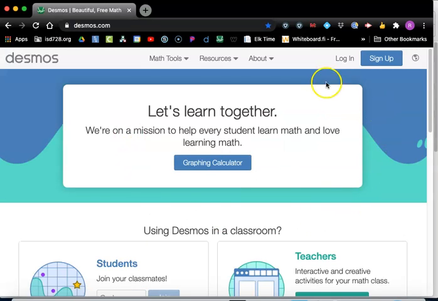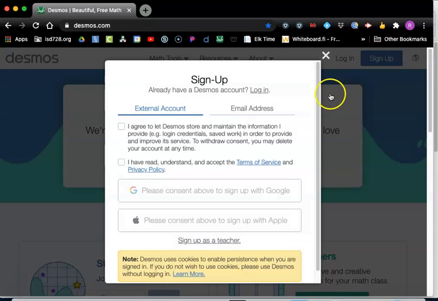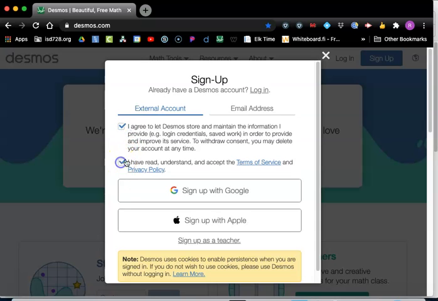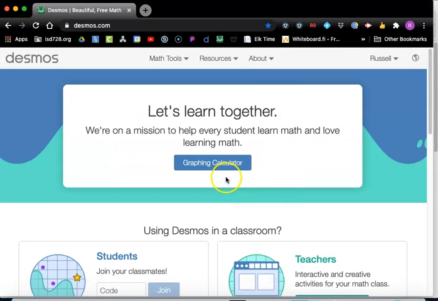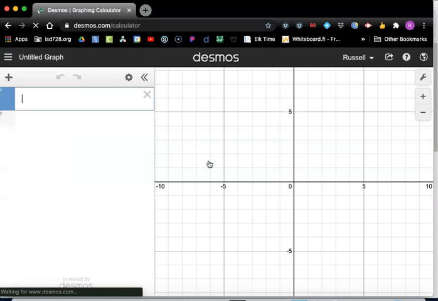I hit enter, and it gives me a screen like this. Now, if I want, I can go ahead and hit graphing calculator right away, and it'll pop up a graphing calculator. But I like to sign in because then it saves my work for me. So I'm going to sign in. Looks like we're given a bunch of new stuff. Sign in. Okay, so now it knows I'm there. Now I'm going to click on the graphing calculator.